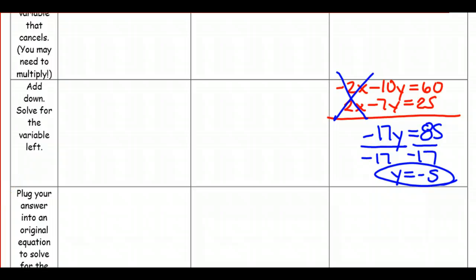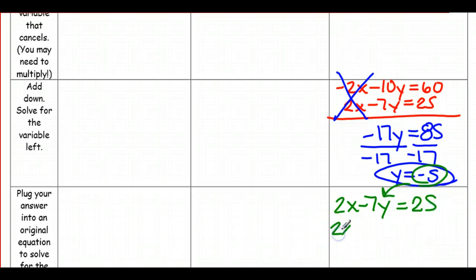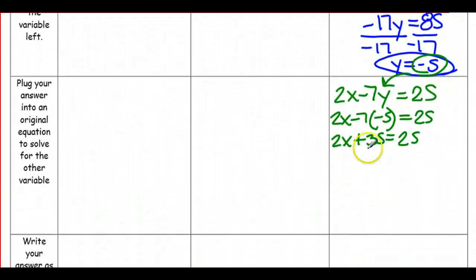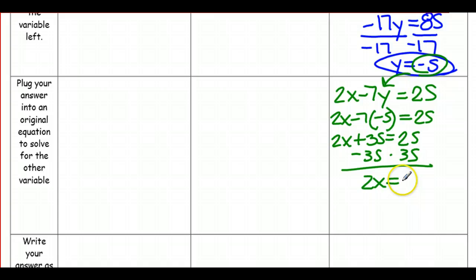Now we need to figure out what x is by plugging our y value into one of the original equations. So I'm going to use 2x minus 7y equals 25, and I'm going to take y and plug it in. So we have 2x minus 7 times negative 5 equals 25. 2x plus 35 equals 25. And now we're going to subtract 35 from both sides of our equation. And we get 2x equals negative 10. Divide both sides by 2, and we get that x equals negative 5.